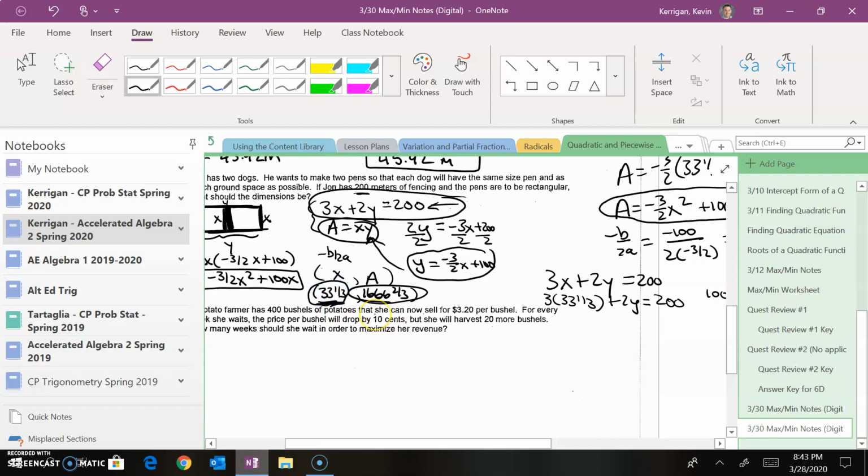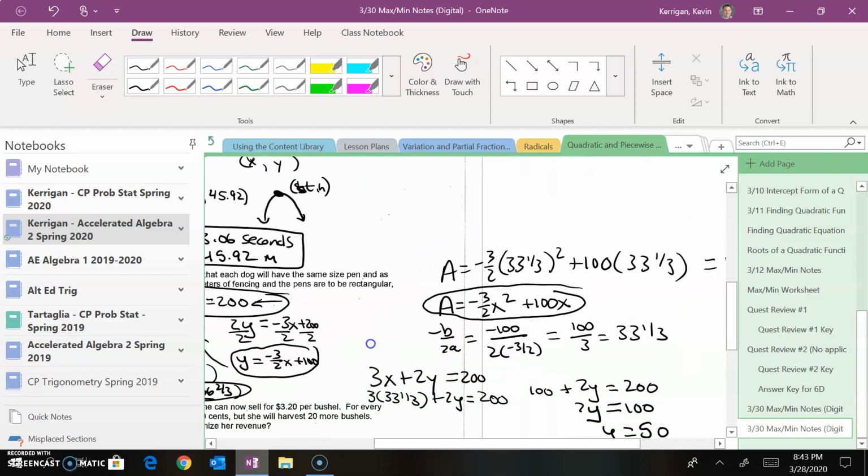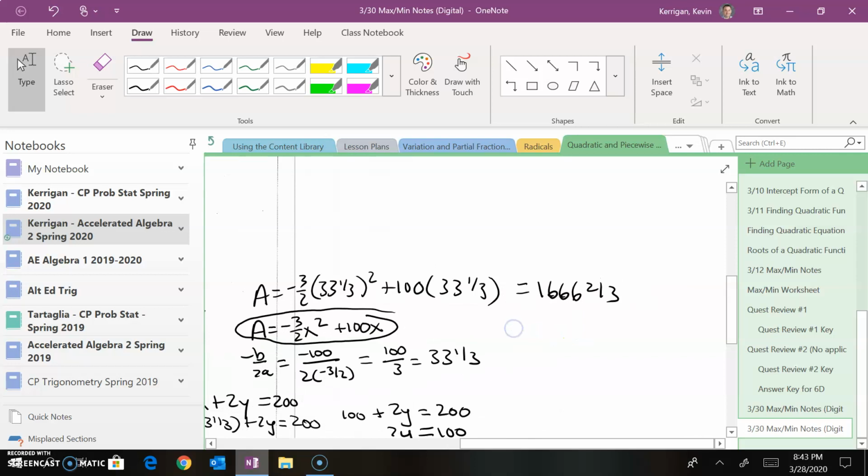And then you did get that 1,666 and 2/3 for the value of the area. I did that work up here, just plugged 33 and 1/3 in for x in both of these spots, went through and calculated that, and I got an area of 1,666 and 2/3 square meters.